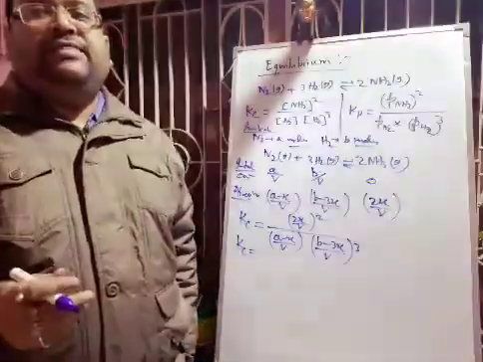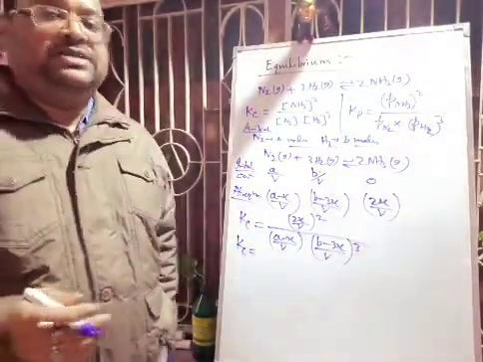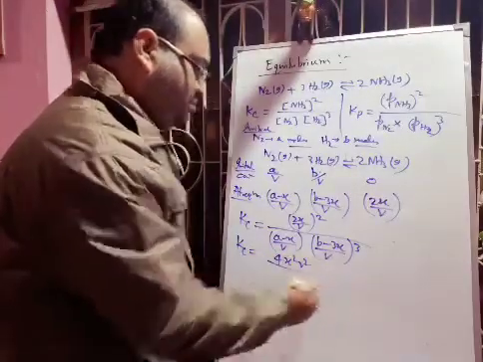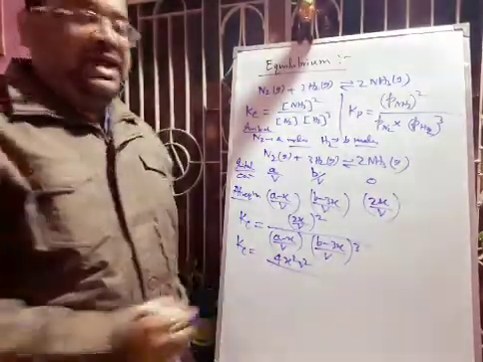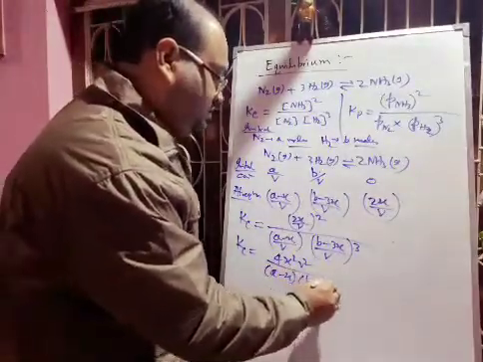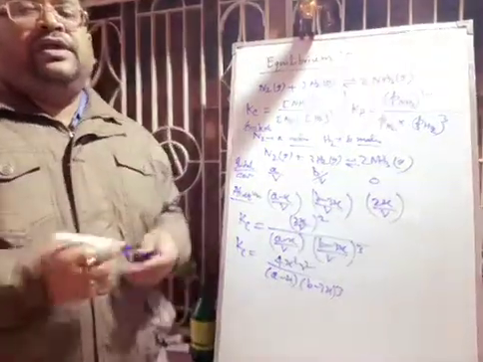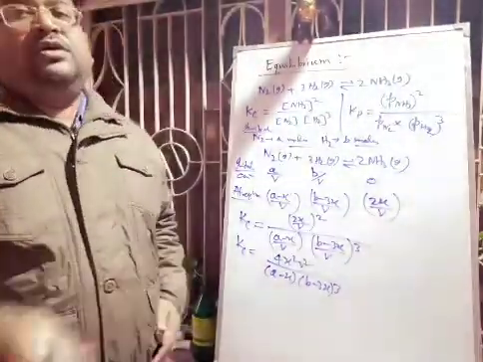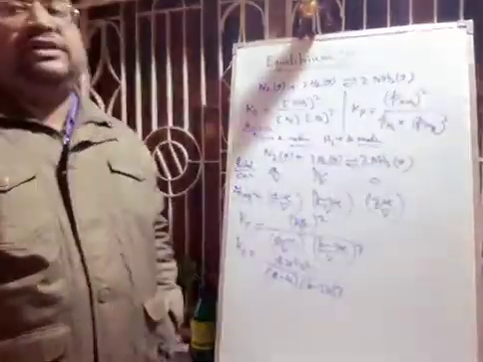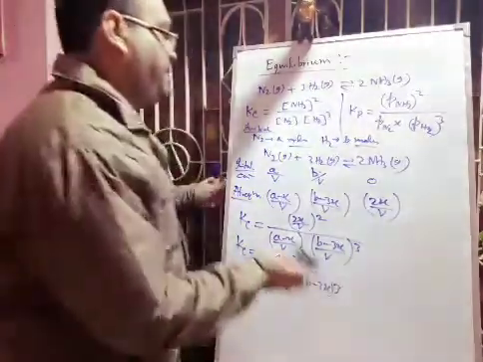And the Kc value will come as 4x square V square into A minus X and B minus 3x whole cube. If you calculate, you will get this. Okay. Now we will consider another thing, that is, we want to calculate the Kp.